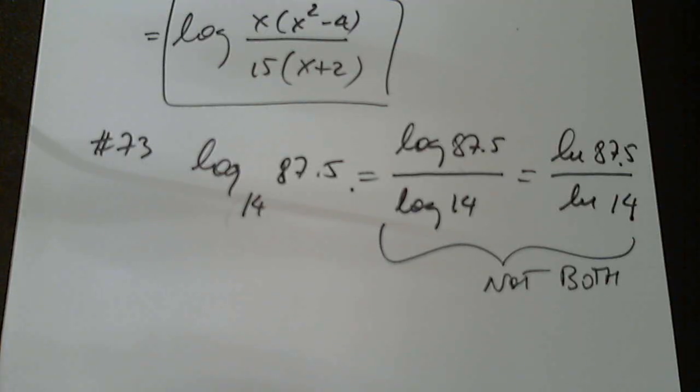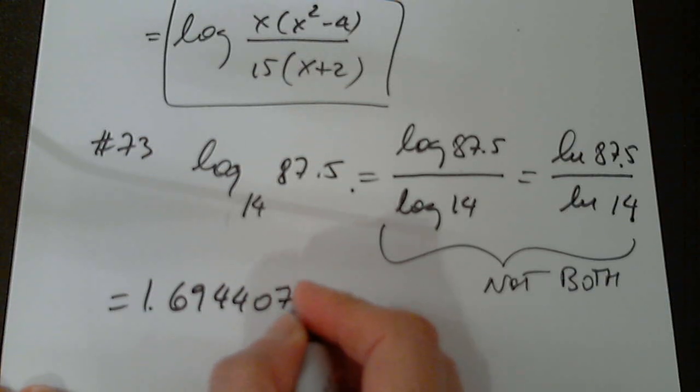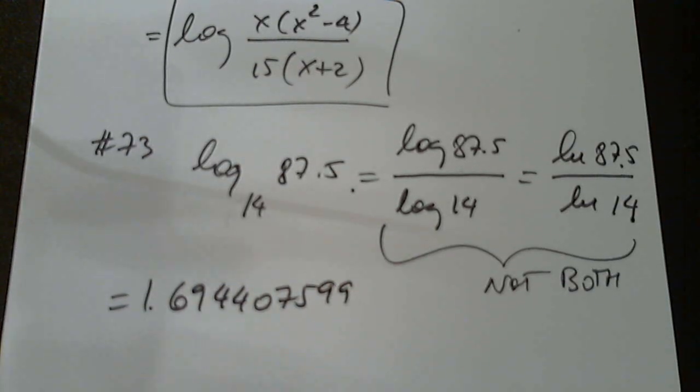Okay, so let me write down this number, 1.694407599. And how do I check? I raise 14 to the previous answer. No, that's not what I meant. I meant 14 power the previous answer. So I raise 14 to this previous answer. When I click enter, if I do not get 87.5, I did something wrong. But you have to copy the entire answer.